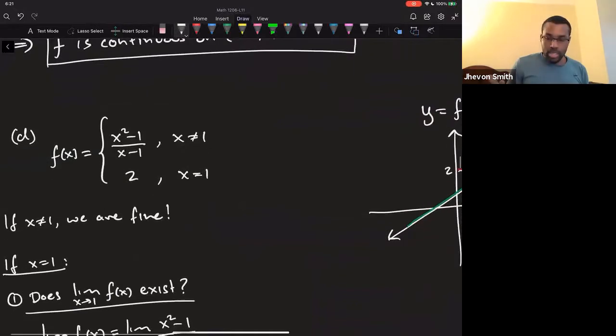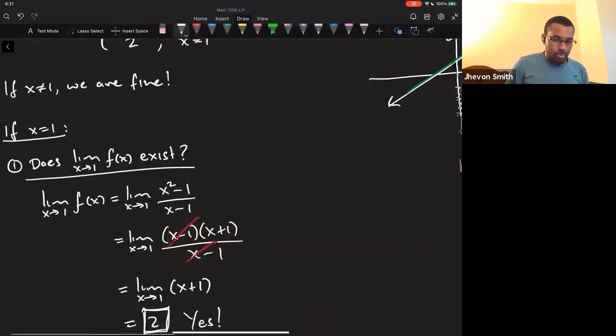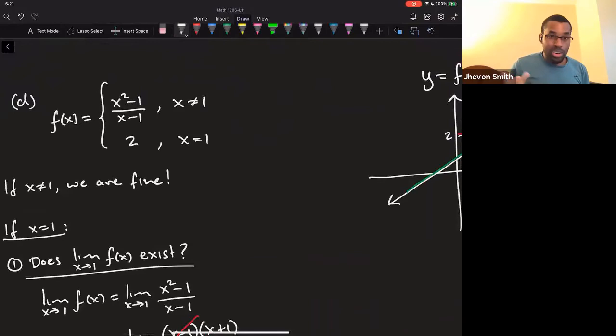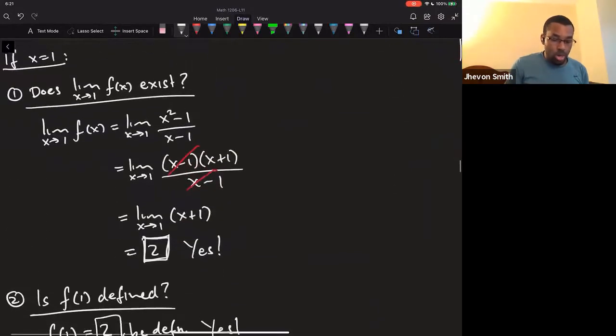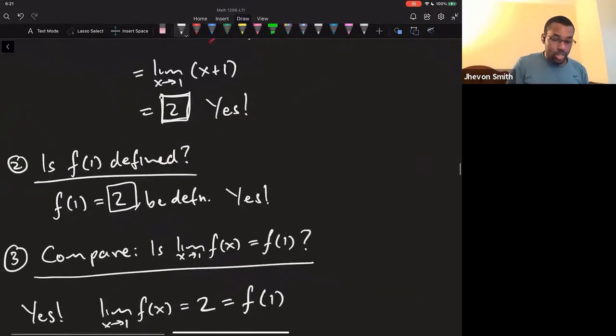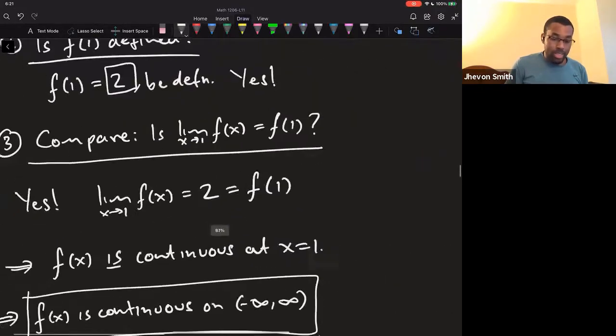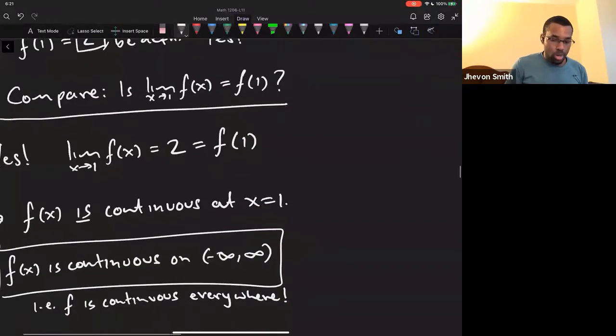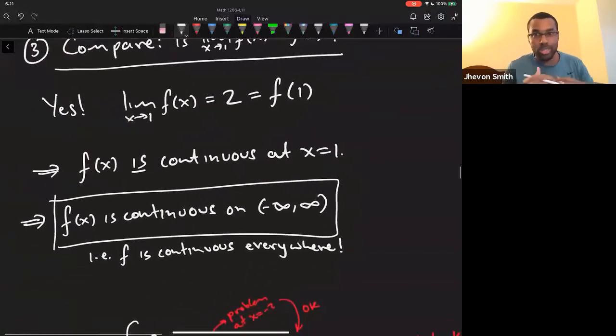This one, a very similar function. We did the same thing. We noticed that if we're not at 1, everything is fine. If we are at 1, check the limit. The answer is 2. Check the definition of the function. The answer is 2. Compare them. They're the same. It means you're continuous at 1, which means your function is continuous everywhere, because I knew it was fine if I'm not at 1, and now I know it's fine if I am at 1.